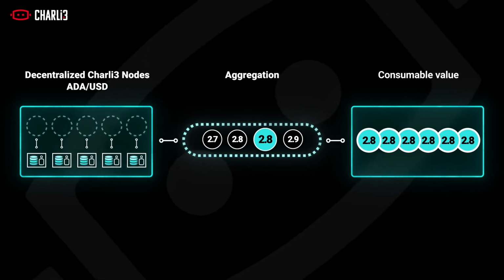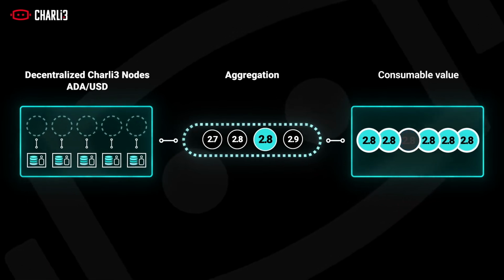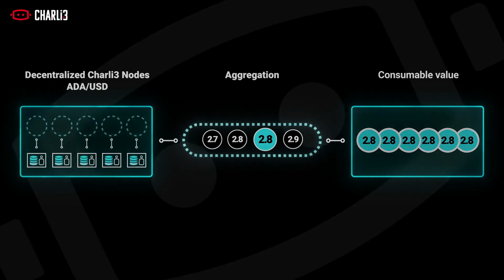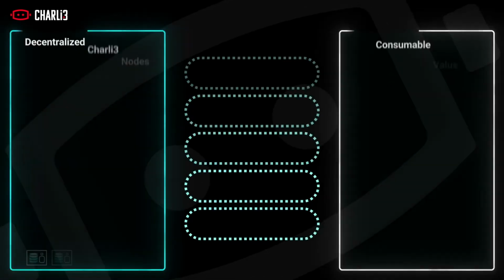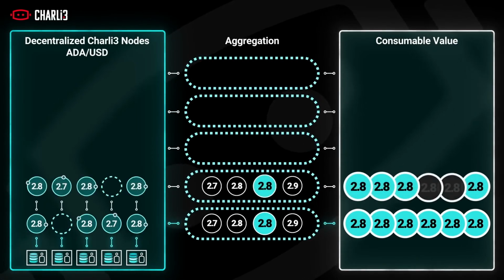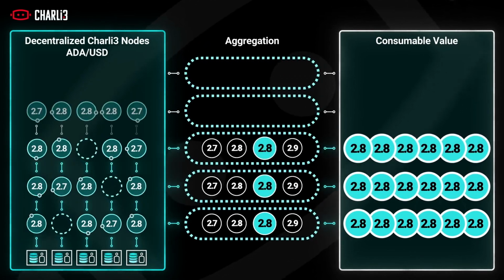Storing the oracle output in multiple UTXOs in this manner helps us to avoid throughput issues, as each UTXO is available to serve as a separate transaction within the same block. This process repeats itself over and over again for each individual Charli3 oracle feed on the blockchain, with Charli3's decentralized nodes serving each of them.